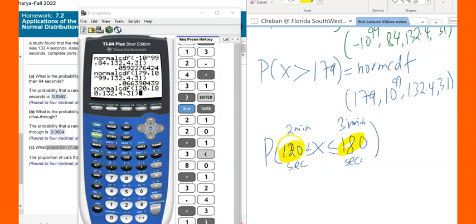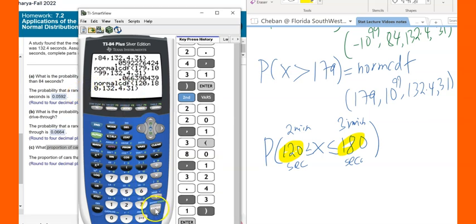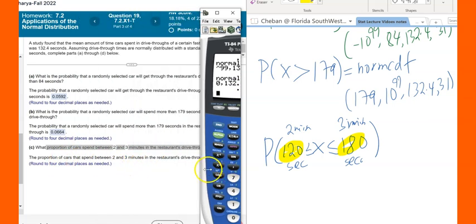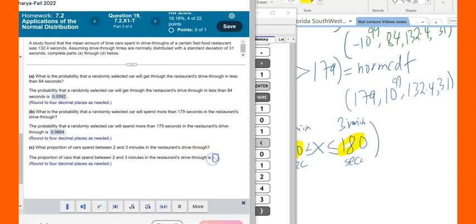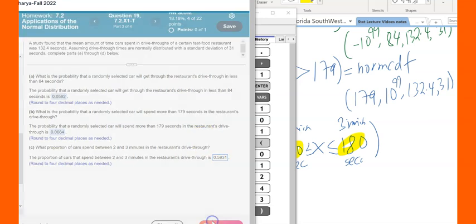I put that information in the calculator. Normal CDF, 120 lower bound, upper bound 180, that's the mean and standard deviation. Press enter. I get 0.59308. Rounded to 4 decimal places, I get 0.5931. Okay, that's the answer.